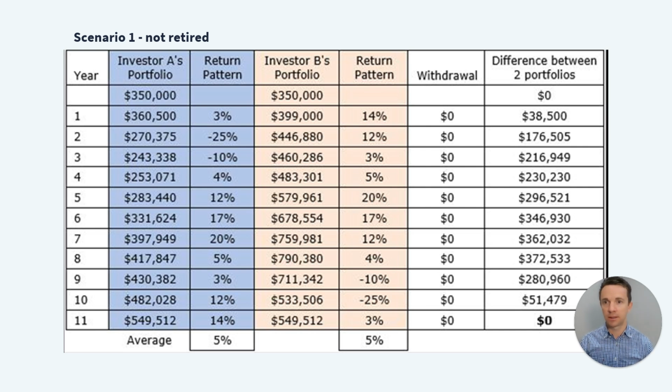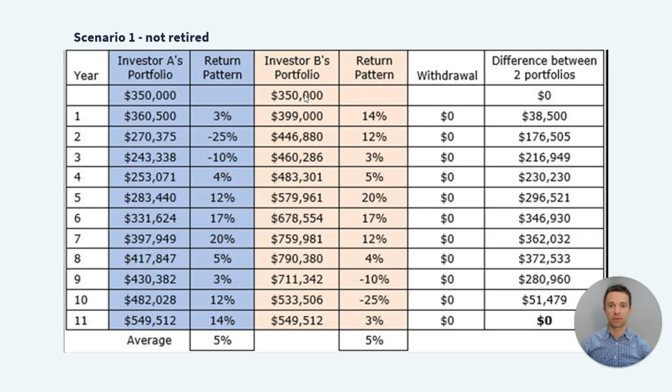They're not retired. So investor A and investor B, they invest over 11 years, as you'll see down the left-hand side. They both start with the same starting balance of $350,000. And you'll see the returns that they get each year. So year one, investor A will get 3%, and then negative 25, negative 10, 4, 12, and so on, averaging out over those 11 years for a 5% return.